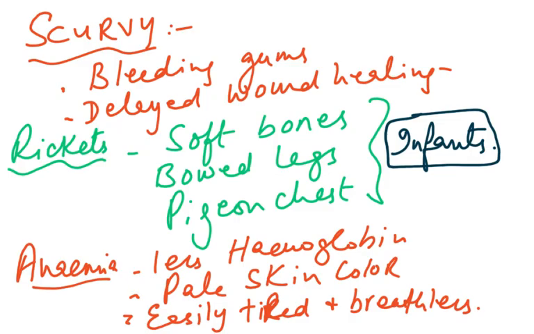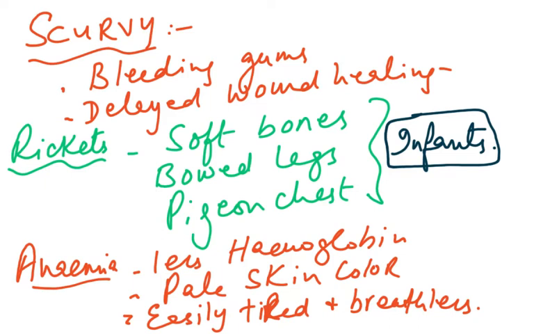Now the signs and symptoms of the disease: in scurvy, there's bleeding gums and delayed wound healing. Then in rickets there are soft bones, bowed legs and pigeon chest. All these are in infants, not in older people. Please remember, these will be problems which will be seen in the little children, infants.